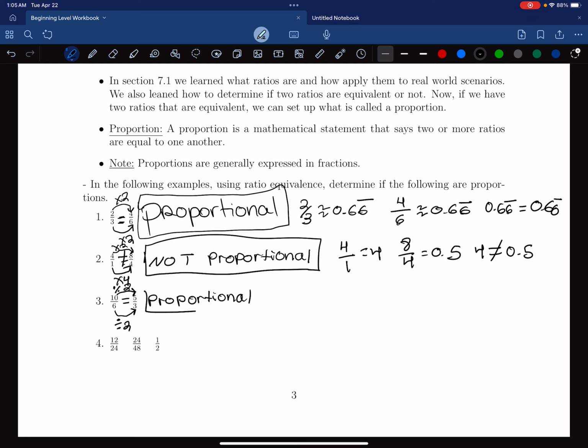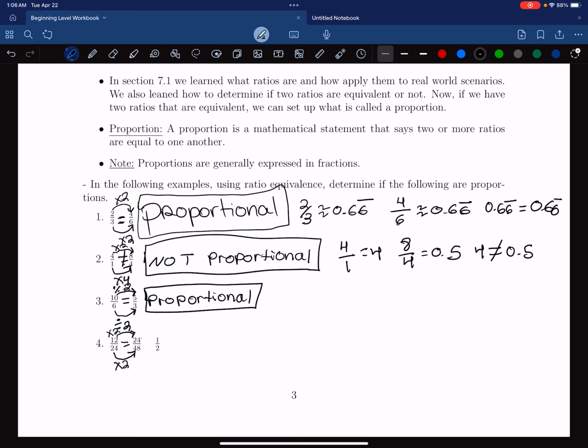They are proportional to each other, or one another. And now for this final example, example 4, to get from 12 to 24 for this first set of fractions, I would multiply it by 2. And to get from 24 to 48, you can also multiply by 2. So this first set is equal to each other.